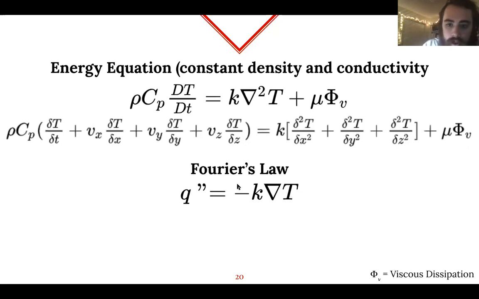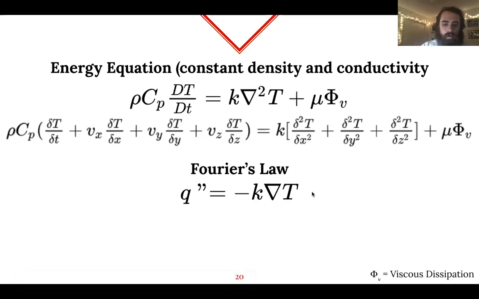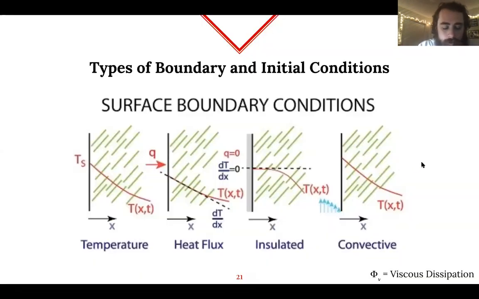This is the governing law for heat equations. It's called Fourier's law. You're going to see that a ton throughout your studies, so don't worry about that right now. Probably the biggest thing about this section is the types of boundary conditions. Like I talked about, you're going to have conduction, convection, radiation, all that stuff. But your surface boundary conditions can be anything.